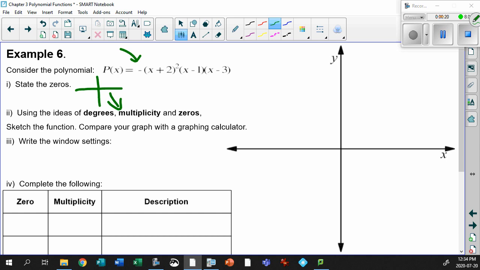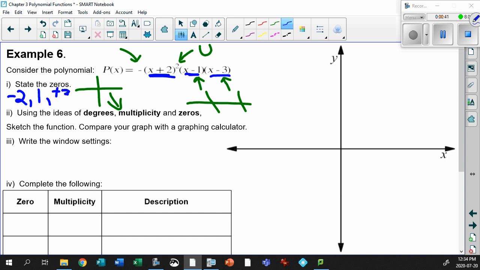Okay, this has a multiplicity of 2, which means it's going to be a U-shaped. This has a multiplicity of 1, that has a multiplicity of 1, which just means it's just going to cut the axis. Okay, so let's figure out what the zeros are. The zeros in this case are -2, +1, and +3. Beautiful. So -2 is one of the zeros, and that's where the multiplicity is. +1, there's another one, and 3, there it is.